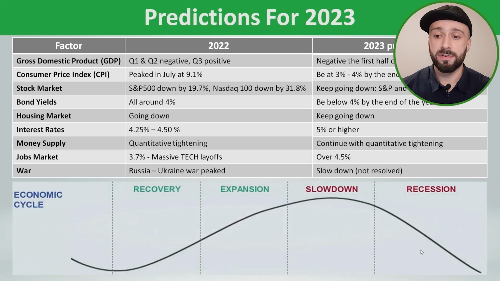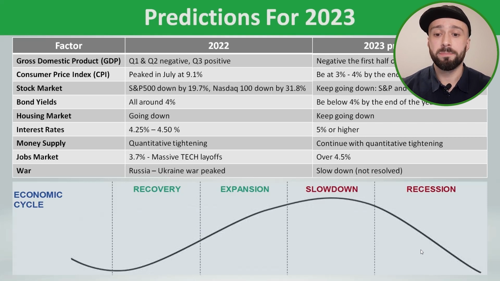Now let's look at this graph. This is a simple graph, but a very, very important graph. I wish I knew this 15 years ago. This graph shows us the economic cycle and it has 4 phases. There are 2 phases where everything is going up, recovery and expansion, and then 2 phases where everything is going down, slowdown and recession. What I mean by everything is going up, I mean all the positive things are going up, such as the GDP, the stock market, the housing market, money is being printed, job market is strong, and everything that is negative is pretty low.